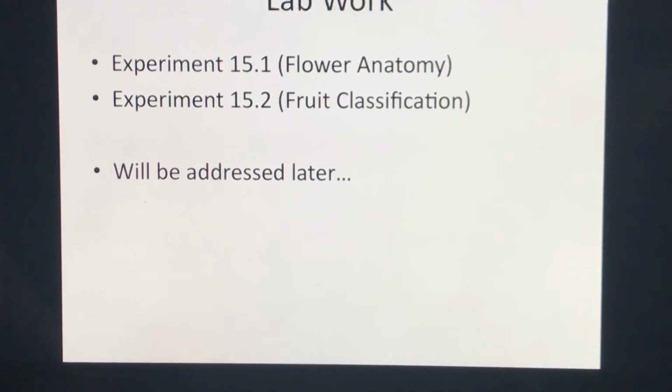Okay, so that is the end of the module. Just giving you a heads up that there will be some lab work, but I will talk about that later, and we'll go over some sort of modified version of the experiments in the lab on flower anatomy and fruit classification.